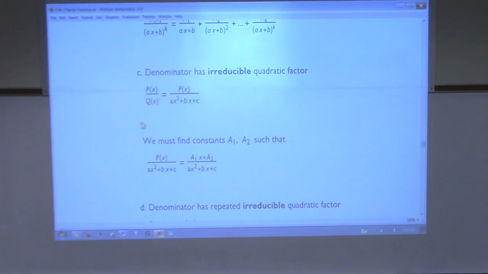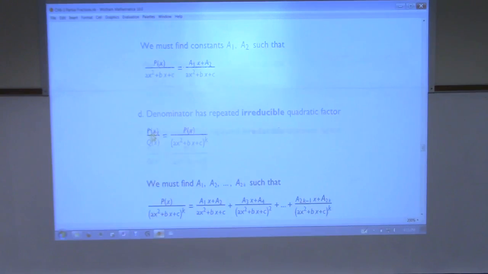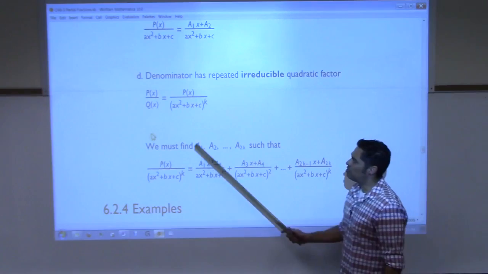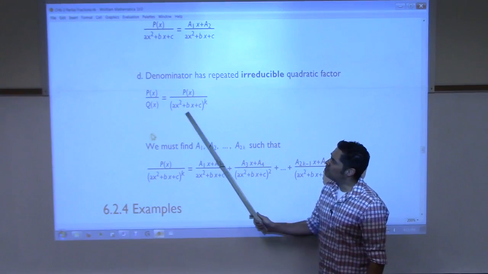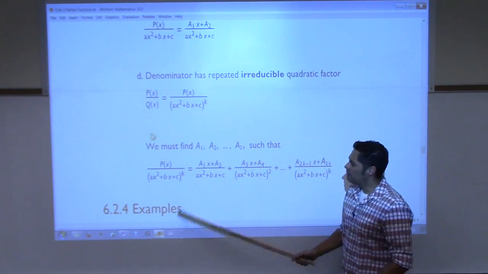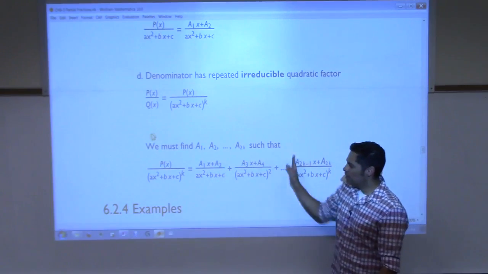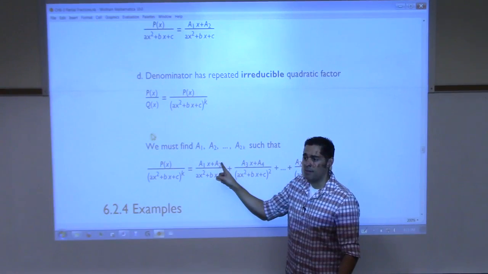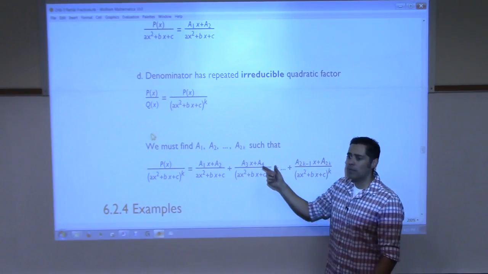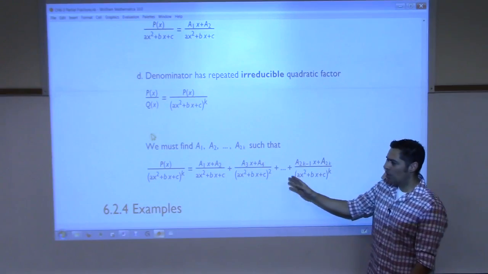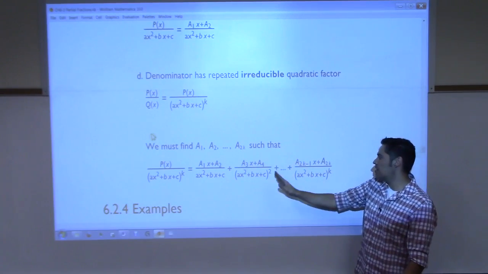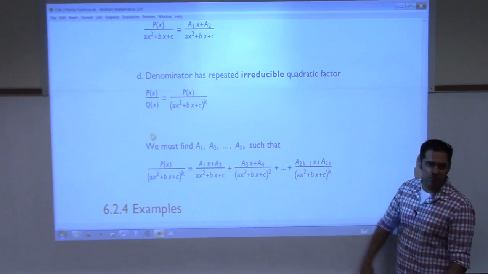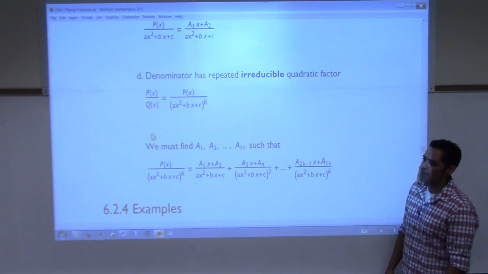What would happen if you had a repeated irreducible quadratic? We haven't looked at this yet, but it's just an extension of what we already did. If this is irreducible and it's raised to the k, then guess how many of these we're going to have? K fractions. It'll be the quadratic with a linear on top, then the quadratic squared with the linear on top, then the quadratic to the third power with linear on top, until you get all the way to the end. That's how you handle irreducible, repeated quadratic factors.